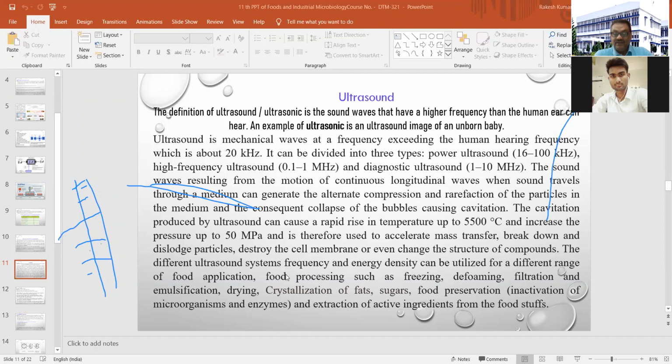Different ultrasound system frequencies and energy densities can be utilized for different ranges of food application. So what are those food applications? Freezing, defoaming, filtration, emulsification, drying, crystallization of fat and sugar, food preservation, inactivation of microorganisms and enzymes, and extraction of active ingredients from foodstuffs. So you can utilize this technique for all these purposes.